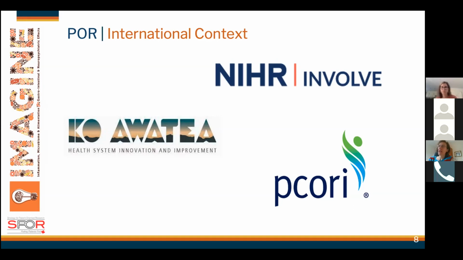But the NIHR, which is National Institute of Health Research in the UK, actually established Involve back in 1996. So it's been around for a while. And the whole idea was to support active public involvement in the NHS, in public health, and in social care research. So it's a government-funded program, and it still remains one of the unique programs in the world.